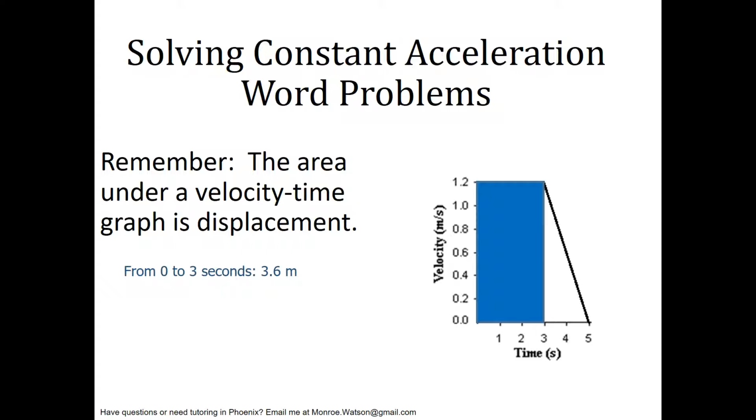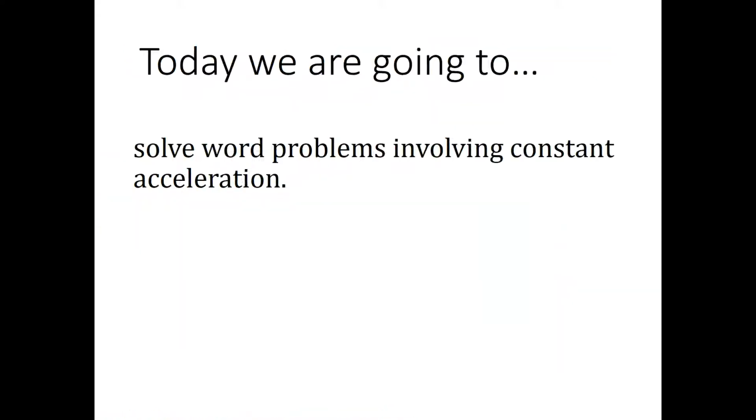The first chunk from 0 to 3 seconds is the area of this box, so it's going to be 1.2 times 3, or 3.6. And then I'm going to go ahead and add to that the area from 3 to 5 seconds, which is 1/2 base times height. 1/2, or 1.2, times 2 divided by 2 gives me 1.2. Adding those two together, I get a complete displacement of 4.8 meters.